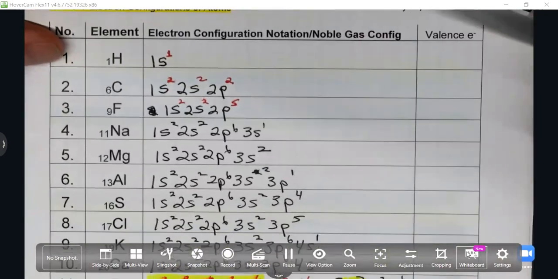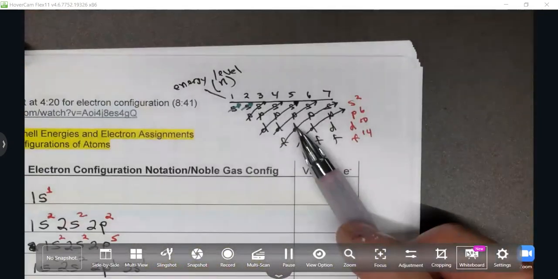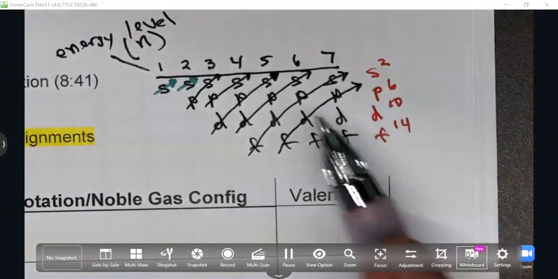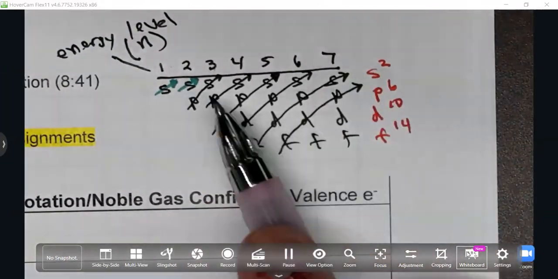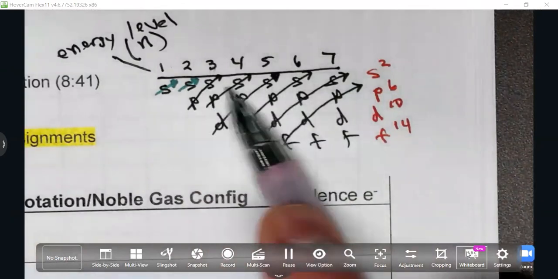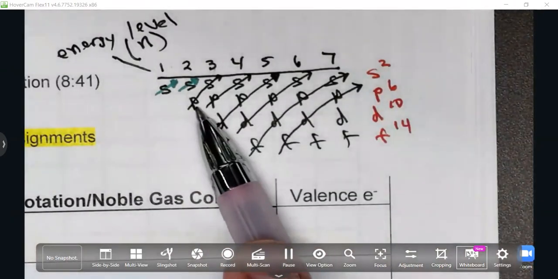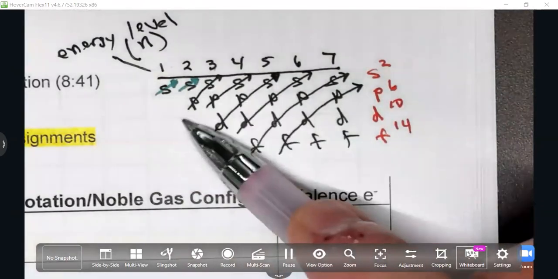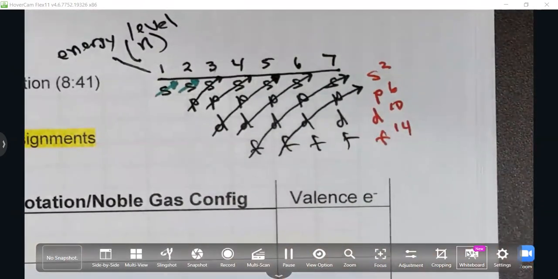So last time we did electron configuration notation. This is my cheater way to do it. There are 7 levels. Every level has an S orbital or S sublevel. Then we skip 1 to go P. We skip 1 to go D. We skip 1 to go F. We draw our arrows and then we just fill it in.